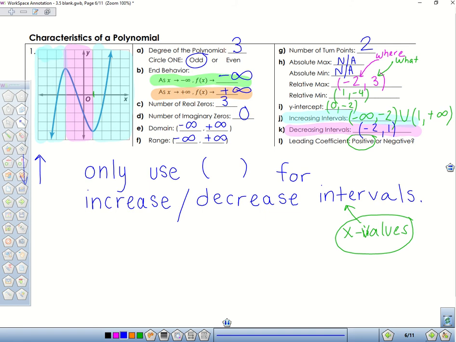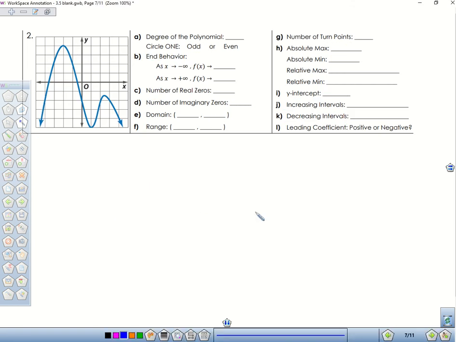So let's go ahead and try the next one. For the next one, I'm looking at this polynomial here, and I'm going to look at the number of turning points first. So 1, 2, 3. Everybody see how we have 3 turning points on number 2? Three turning points, which means that the degree of my polynomial must be 4.